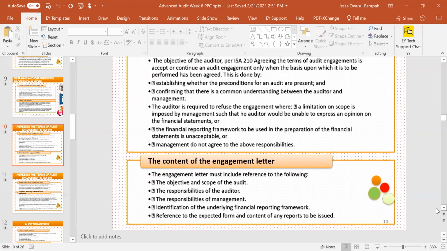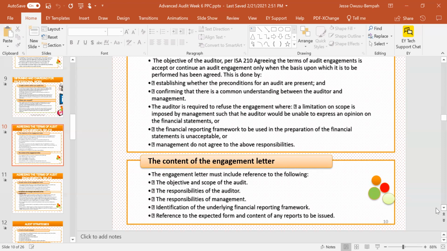Now, I'm sure you want to know, what is the content of the engagement letter? What are the things that are in the engagement letter? The engagement letter must include reference to the following. Number one, it should include the objective and the scope of the audit. What is the objective of the audit? And what is the scope of the audit? Number two, the responsibilities of the auditor. Number three, the responsibilities of management.